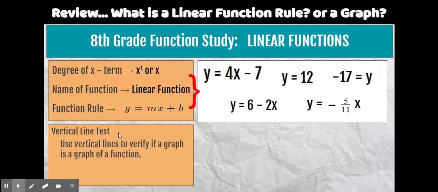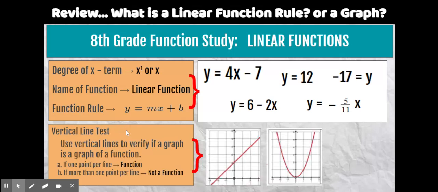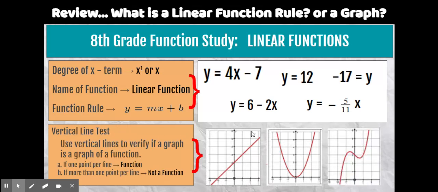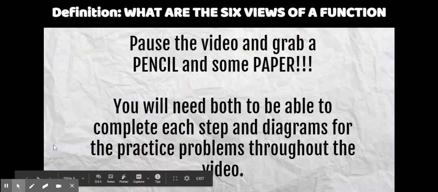And the last of our major study in lesson 1 was our vertical line test. We use vertical lines to verify if a graph is a function. If our vertical line intersects at one point, it's a function. If it intersects at more than one point, we list that graph as not a function. And you can see here, all of these actually pass the vertical line test. All 3 of these represent different families of functions. So that is a review.